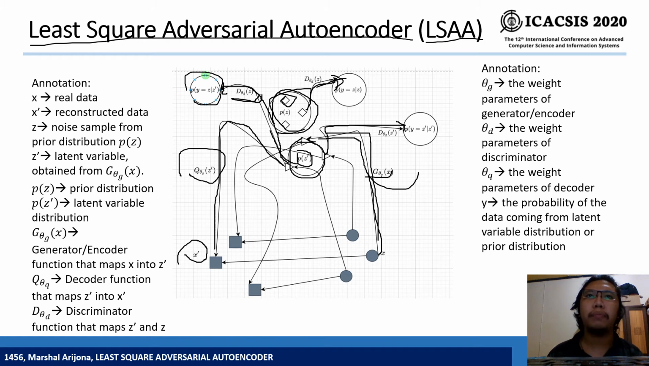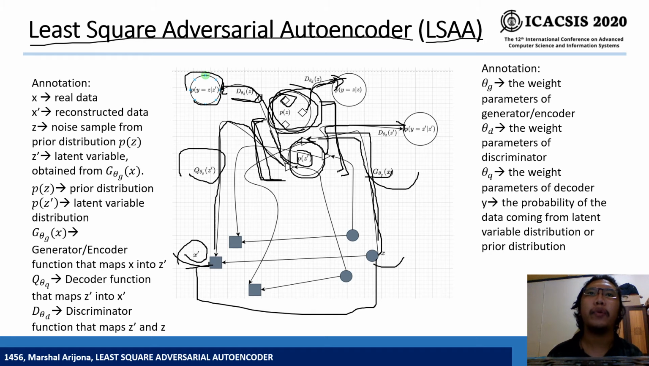So basically, there are two objective functions of LSAA. The first is the reconstruction error, minimizing the distance between X and X'. The second is minimizing the divergence between two distributions, the latent variable distribution and the prior distribution, specifically minimizing the Pearson divergence between these two distributions. So we hope that by minimizing this divergence, we can generate data by sampling from the prior distribution and passing it to the decoder.